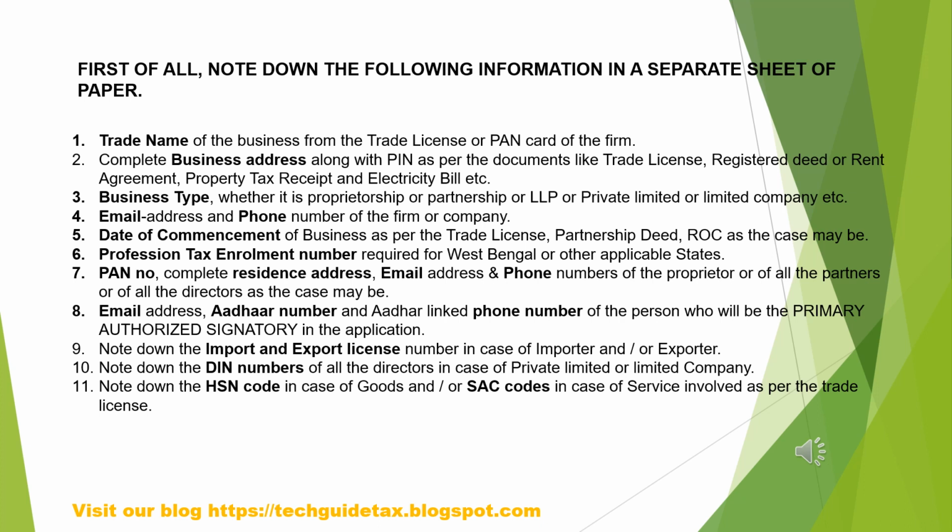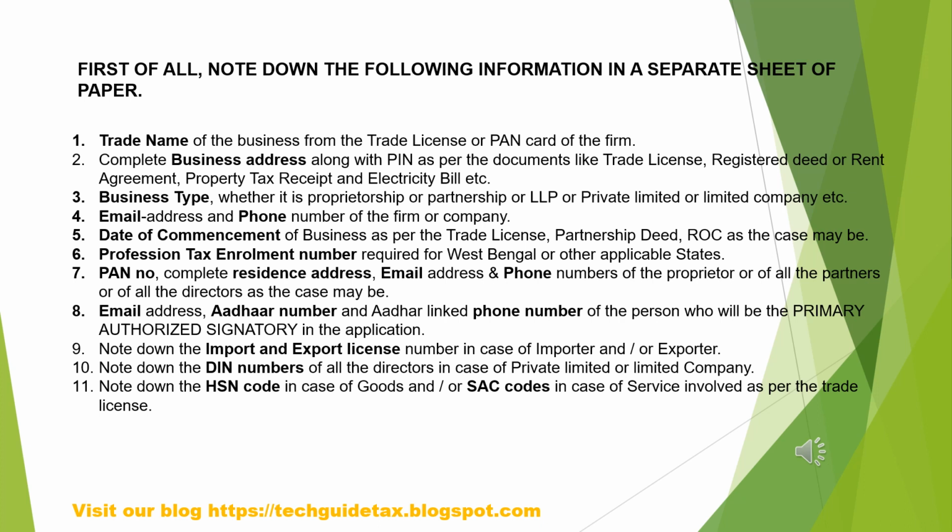Trade name of the business from the trade license or PAN card of the firm. Complete business address along with PIN as per the documents like trade license, registered deed or rent agreement, property tax receipt and electricity bill. Business type, whether it is proprietorship or partnership or LLP or private limited or limited company, etc. Email address and phone number of the firm or company.